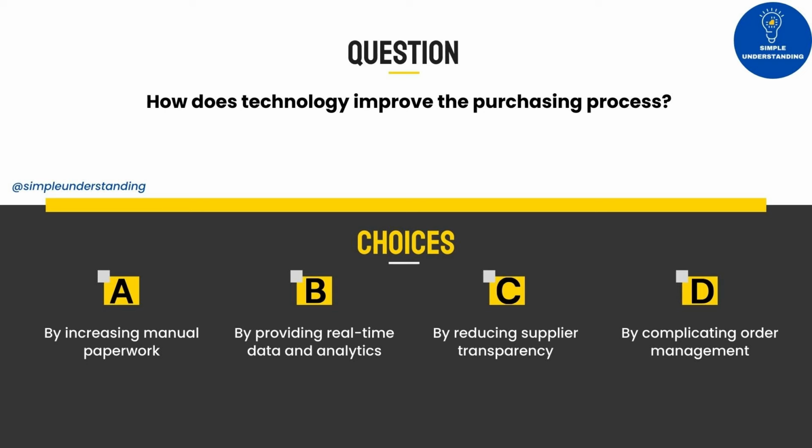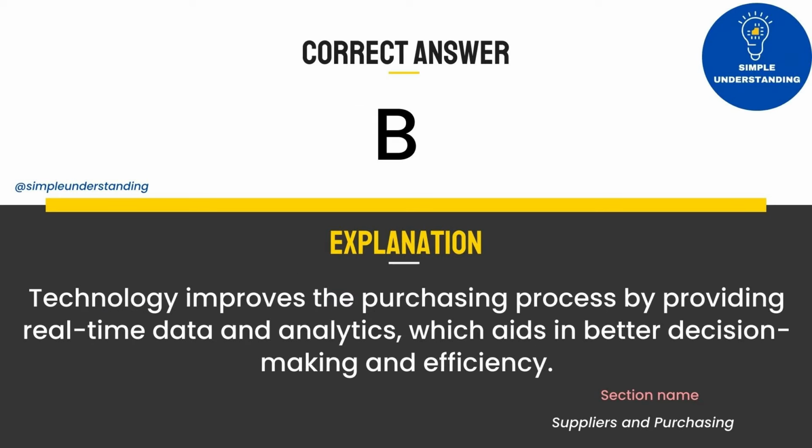10. How does technology improve the purchasing process? A. By increasing manual paperwork. B. By providing real-time data and analytics. C. By reducing supplier transparency. D. By complicating order management. Correct answer, B. Overall explanation. Technology improves the purchasing process by providing real-time data and analytics, which aids in better decision-making and efficiency.